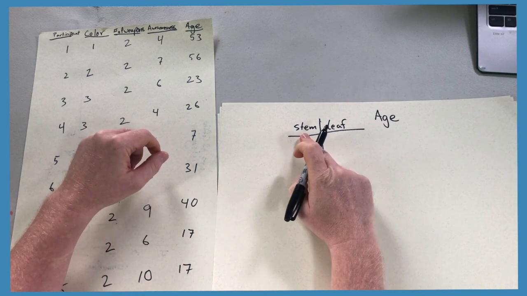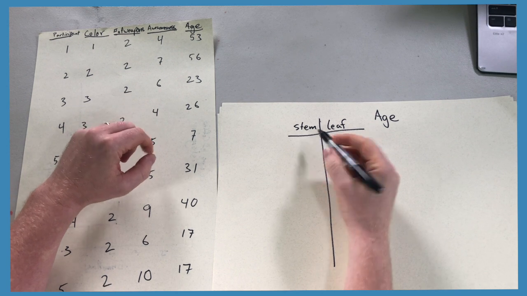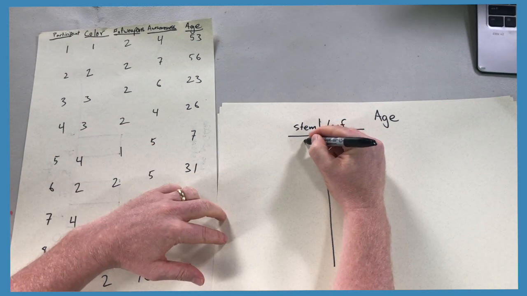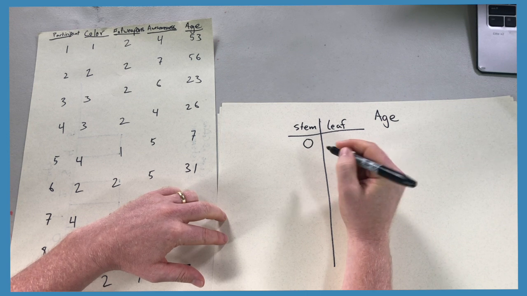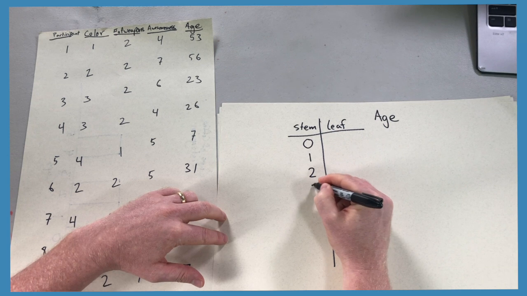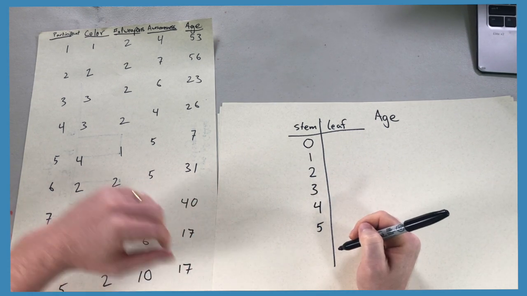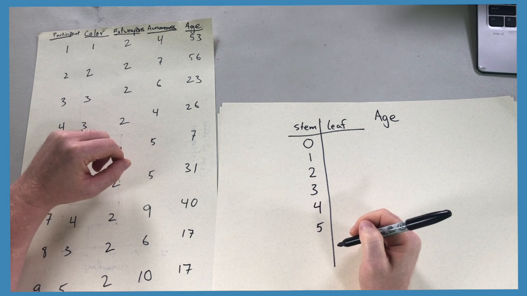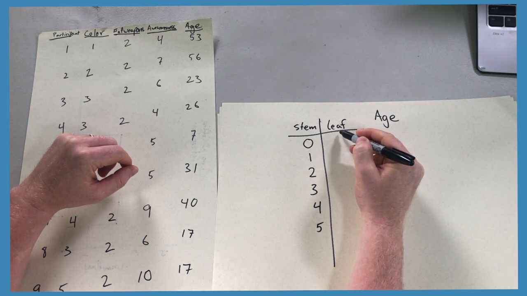And this will be a stem and leaf plot of age. The stems represent the tens place. So anything less than 10 would have a 0 in the tens place. These would be the 10s, 20s, 30s, 40s, 50s. So this is the stem, and then this is the leaf.